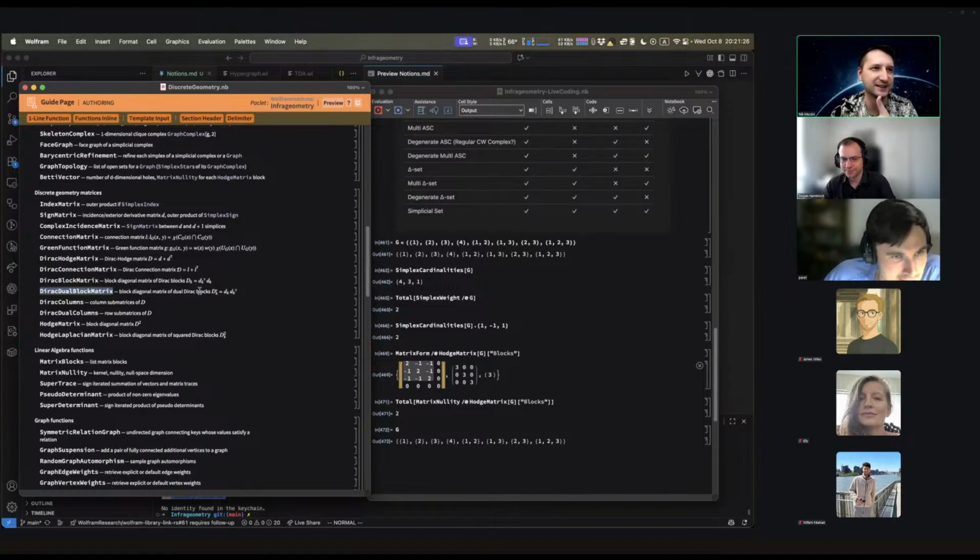But I haven't seen it named this way. They're all called Dirac matrices, right? And we can't just call everything Dirac matrix. We have to add something like Hodge, block, connection. That's why there are many of those, right? When you actually make them into some code like this.